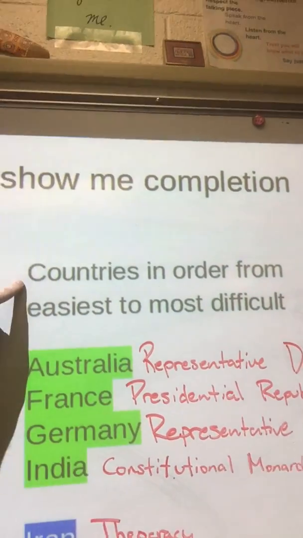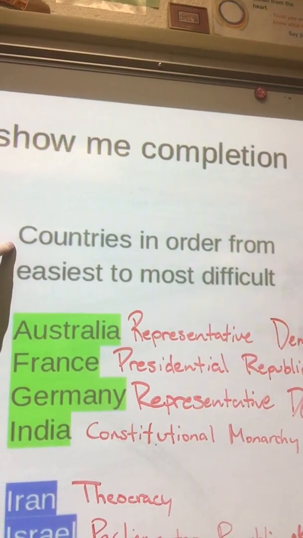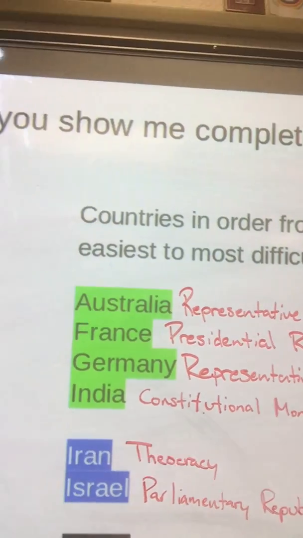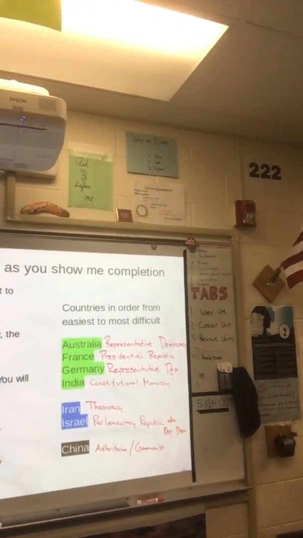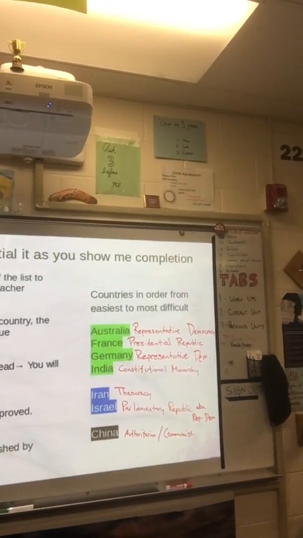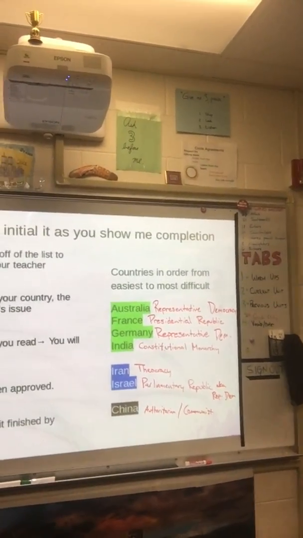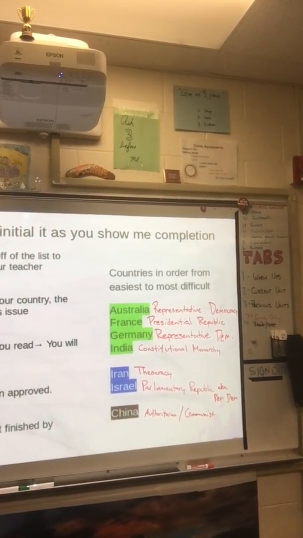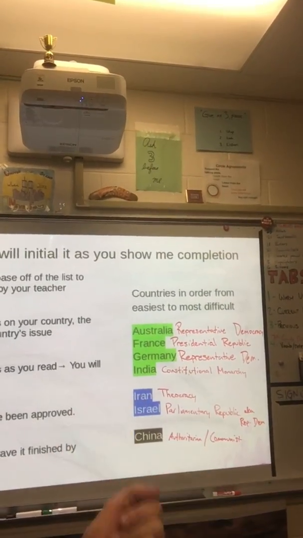They're also literally in order from easiest to most difficult. So these four are definitely the easiest. Australia is probably the most relatable to us and what we've learned about as far as voting rights, okay? And then moving down to Iran and Israel being kind of intermediate, China being super difficult. I know that this is backwards right now, but I want you guys to do one of these countries.